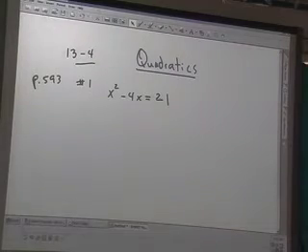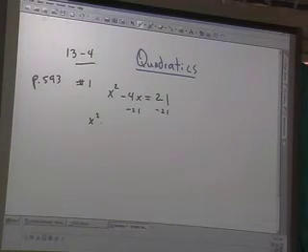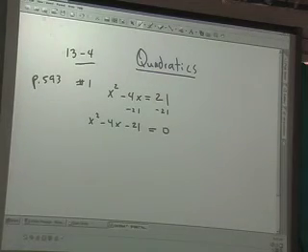Well, one thing you have to do is that everything has to equal 0. So you want to subtract 21 on both sides, and you'll get x squared minus 4x minus 21 equals 0. Now you've got a trinomial over here. x squared is the leading term, 3 terms here, and it's all equal to 0.